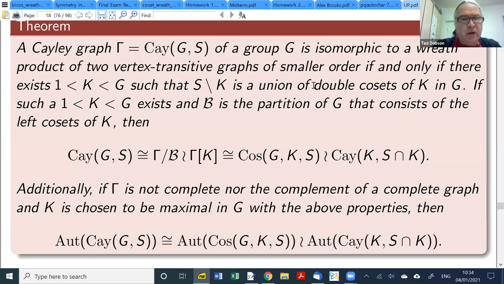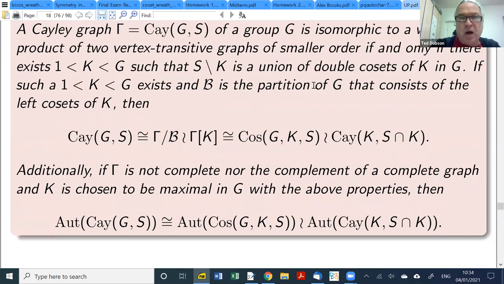Now, the rest of this stuff, you can probably not pay much attention to if you like. I also said I wanted to know the graphs, and there they are. It's a wreath product, gamma, the quotient by script B. Script B here is just the left cosets of K in G. So I tell you the partition. This is the subgraph of gamma induced by K. And this is isomorphic, in terms of coset and Cayley graphs, to coset G, K, S, wreath, Cayley K, S intersect K. I'm sure you're going to forget the details, but just remember that I know what the graphs are.